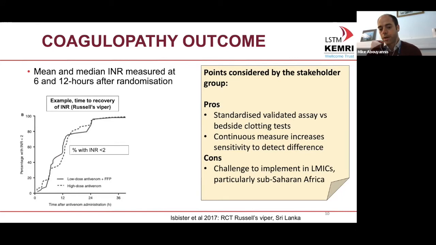So this isn't proposed as a tool to use when someone presents to make a decision about whether or not to give antivenom, where often a bedside clotting test would be more appropriate. It's purely as a test of success of treatment. And samples can even be frozen and stored and analysed in batch at the end.